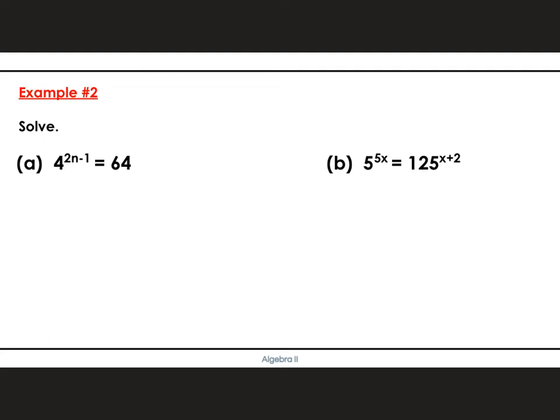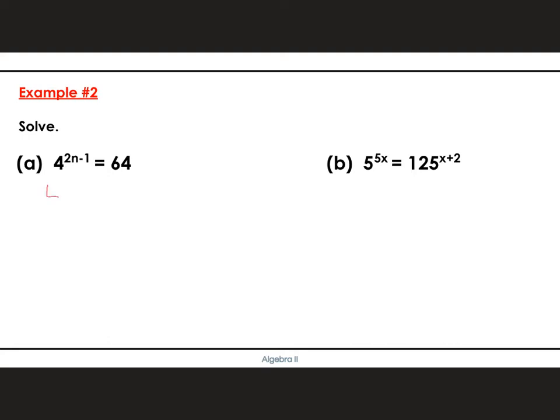So now we have 4 to the 2n minus 1 is equal to 64. So again, we've got to figure out, okay, what are we going to do to get the bases to be the same? I have a 4 on the left. Is it possible for me to write 64 in terms of 4? Or do I need to change both of them to get a value? Well, I can rewrite 64 in terms of 4.